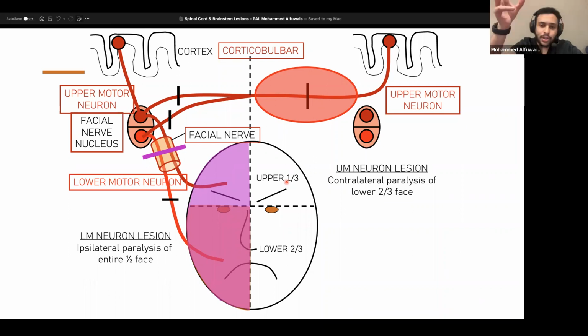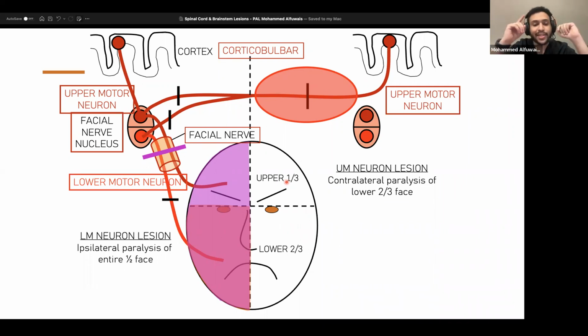If it's the corticobulbar tract that's affecting the nerve that's damaged, the nucleus is bilaterally supplied in the upper 1/3. What does this mean? If both corticobulbar tracts coming from both primary motor cortices are damaged, then you'll have the upper 1/3 damaged. Okay, you will have paralysis of the forehead, for example. If it's only one side, it will be spared. The reason why is because the upper 1/3 is bilaterally supplied.